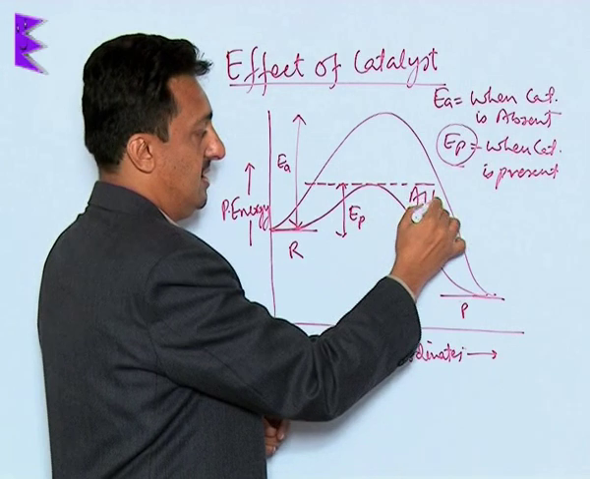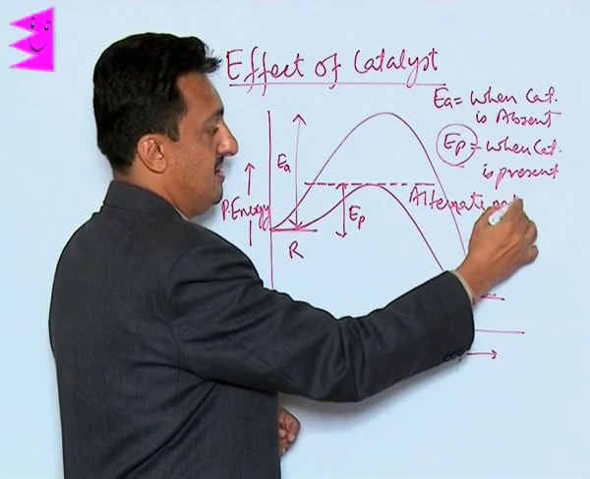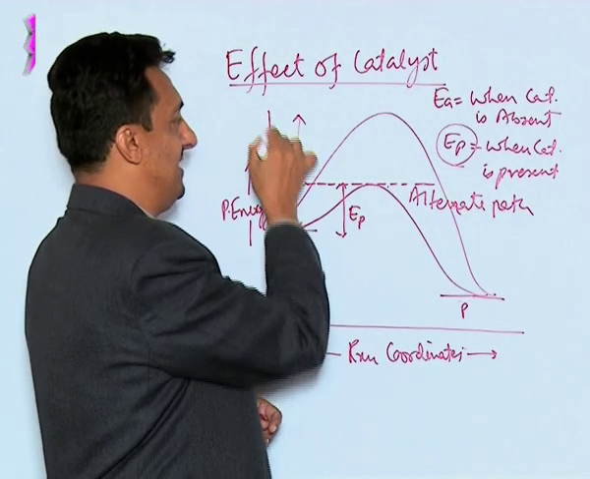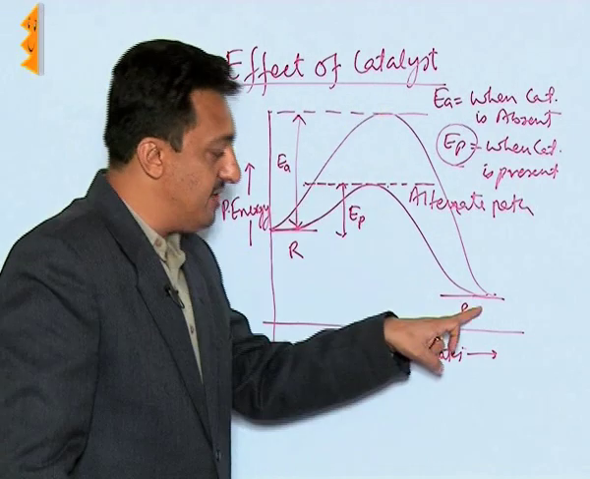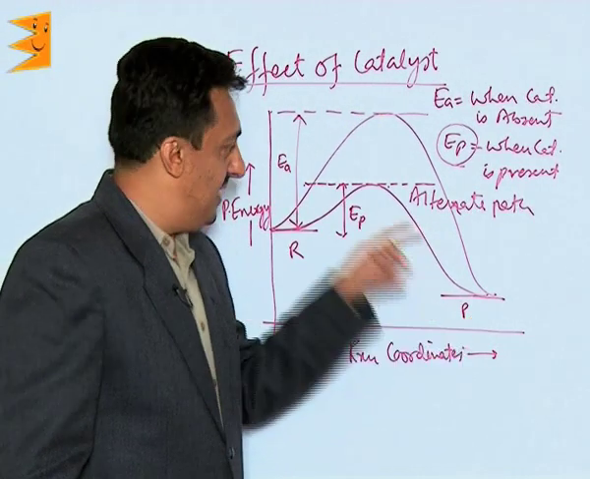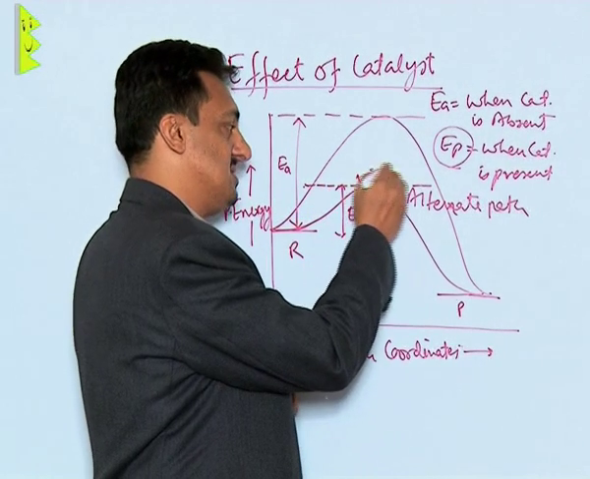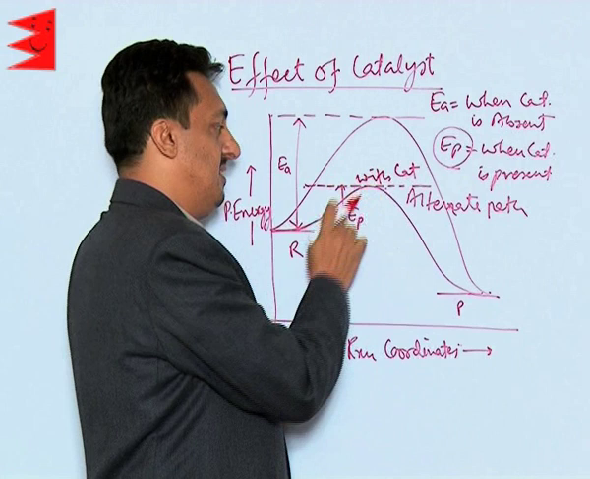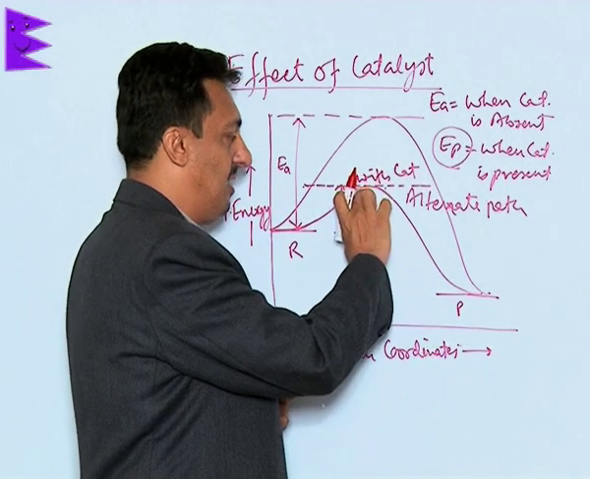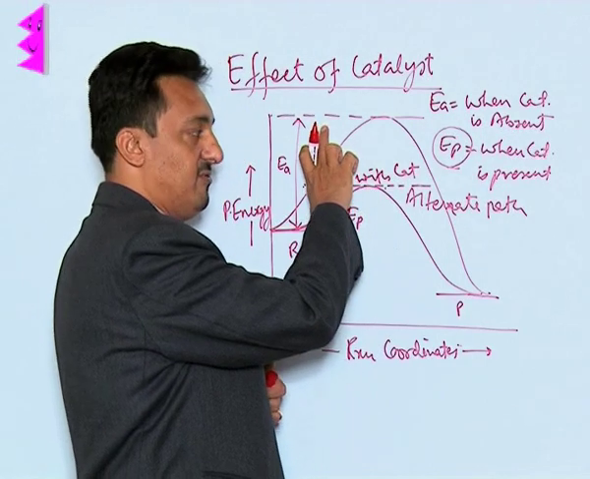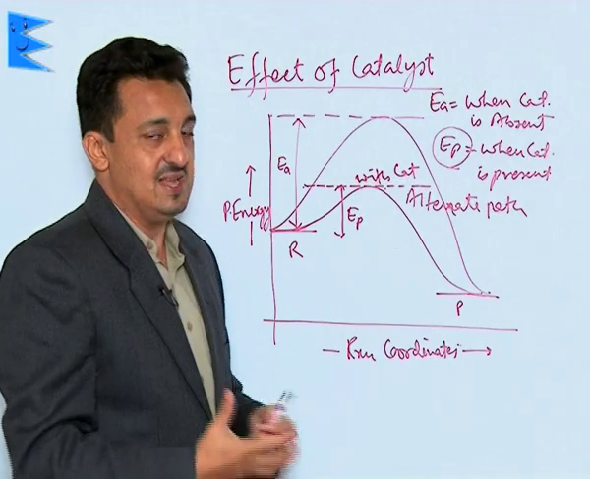So now you can see this is the alternate path which is being provided by the catalyst. Otherwise, the reaction was supposed to go through this ET and then reach the product. But when we use a catalyst, this is with catalyst, we find that the reaction follows a separate alternate path. The EA required becomes less than the one when there was no catalyst, and therefore the rate of the reaction gets increased.